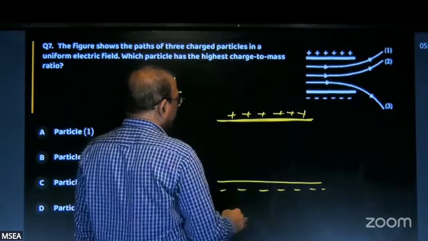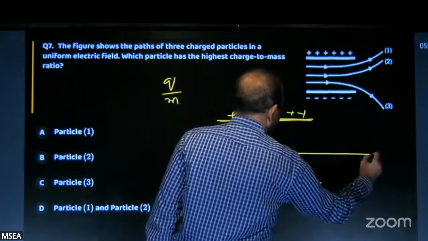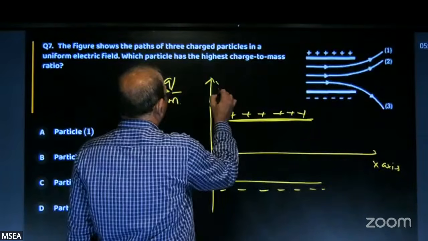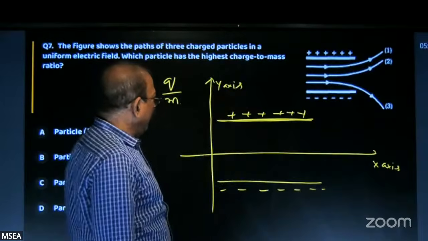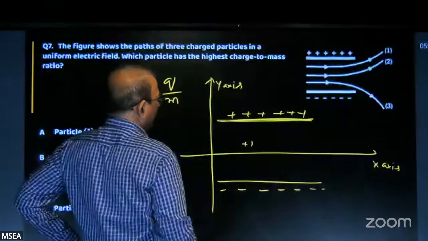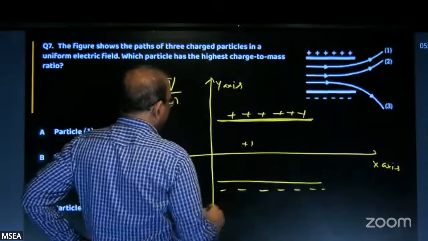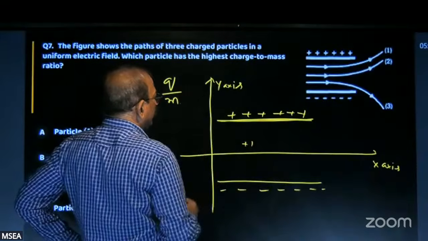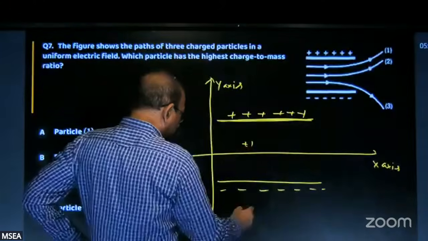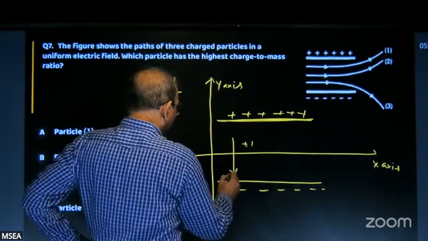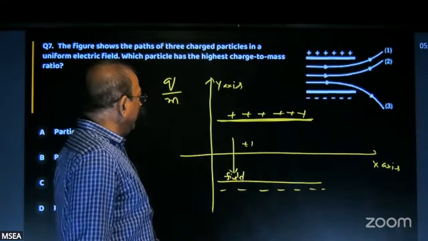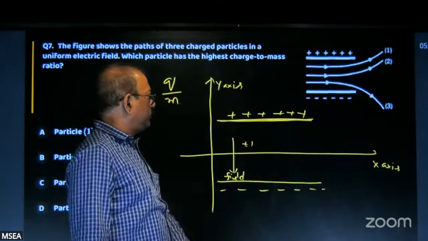What is the direction of that field? Let us take this horizontal line as x-axis and this direction as y-axis. Field means if you put a test unit positive charge, because of these charged plates, this unit positive charge will experience a force in some direction. That is the field direction. It will experience force towards the negative plate. So here the electric field is along the negative y-axis. Electric field of these plates is along negative y-axis.